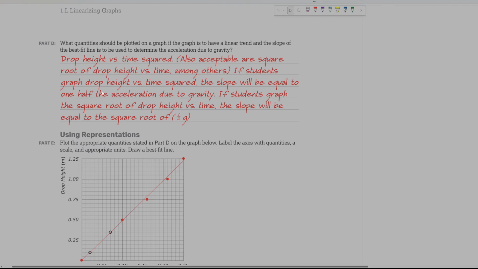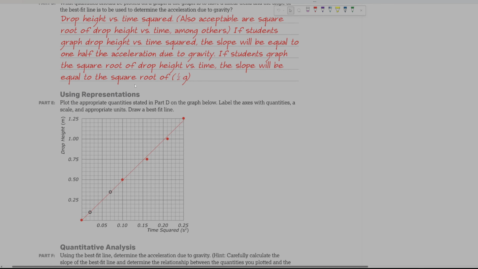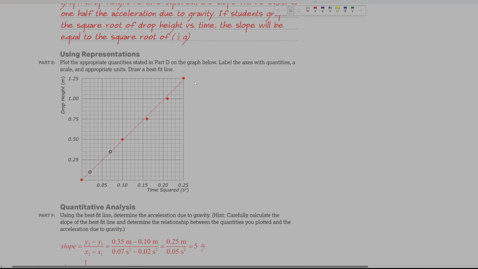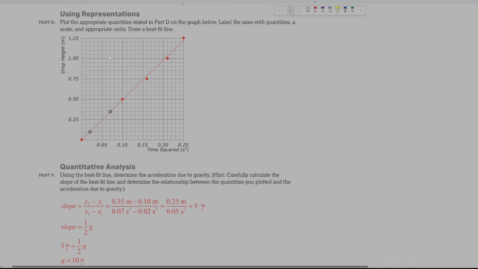Then it says if the student graphs drop height versus time squared, the slope will be equal to 1/2 the acceleration due to gravity. If the student graphs the square root versus time, the slope will be equal to the square root of half the acceleration due to gravity. All right. So basically now we plot the points. And once again, the data doesn't exactly line up, and that's great. I love that because it's experimentally gained.